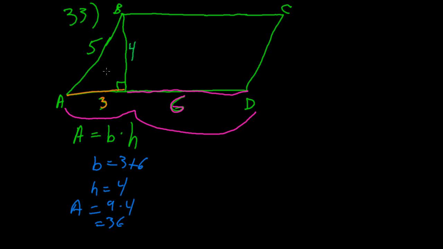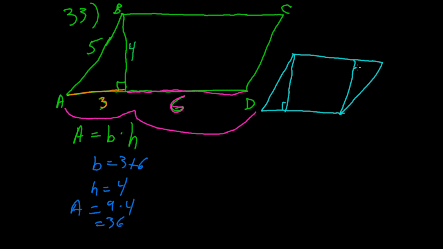Or say if you didn't know the area of a parallelogram, then you could have just broken the parallelogram down into two triangles and a rectangle. So it would have looked something like this. This is our parallelogram. Pretend that's all straight. Let me make this a little bit straighter. These are all straight lines. This is a right angle. This is a right angle. And this is length 4, 3, 6, 5.